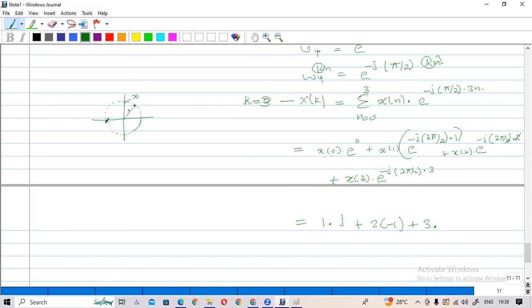Here, this is 1 π/2. This is another π/2, second π/2. This is third π/2. This is fourth π/2. This is again, fifth π/2. 6 π/2, 7 π/2, 8 π/2, 9 π/2. 9 π/2 is here again. So it will be minus j.